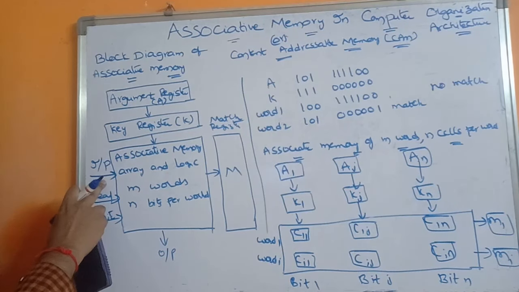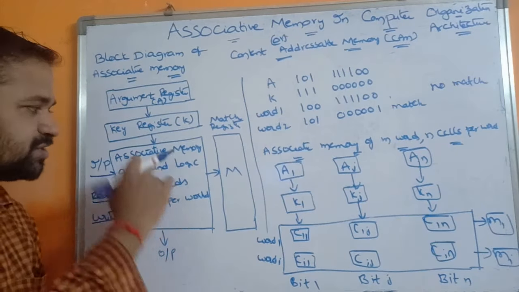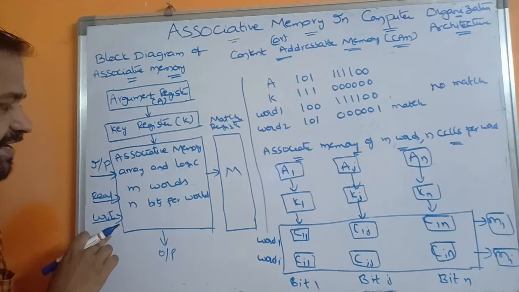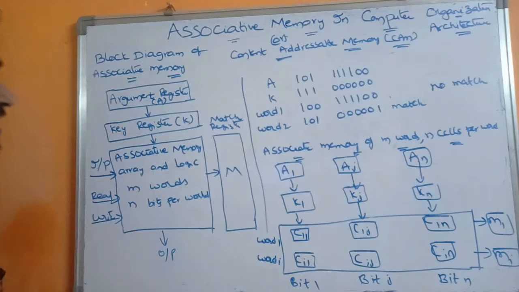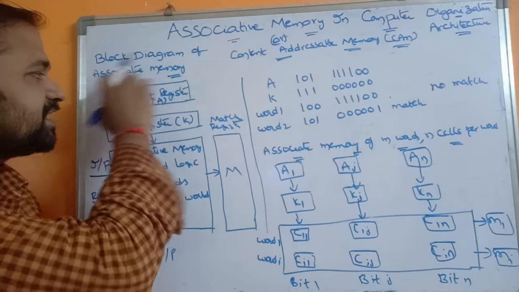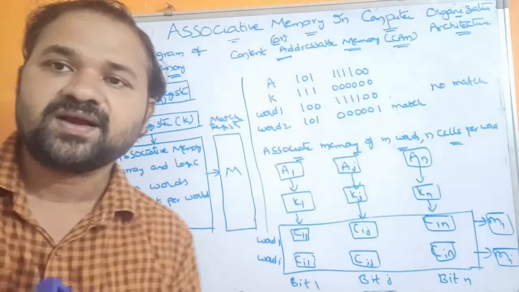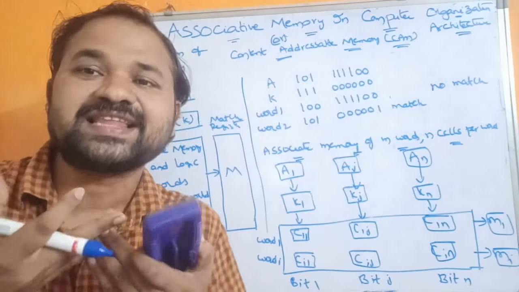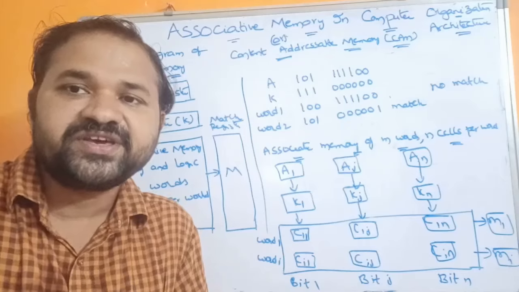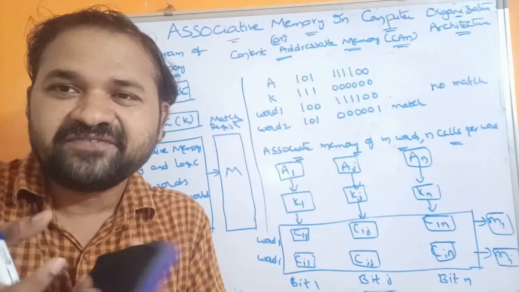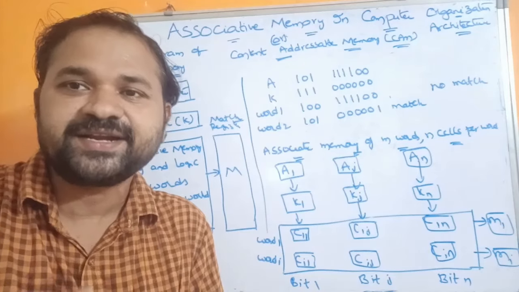This is the input which is applied to the associative memory. We can perform read and write operations on the associative memory. Here we have two registers, the argument register and the key register. The argument register contains the content. Here we are executing the instructions based upon the content. Every instruction contains some content or word.